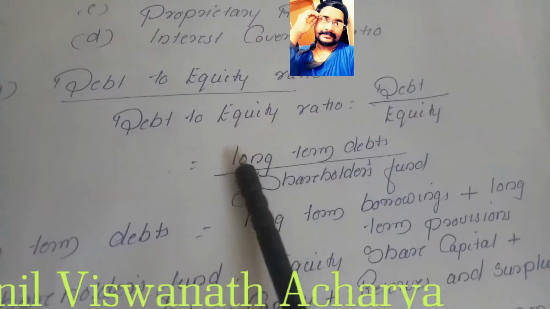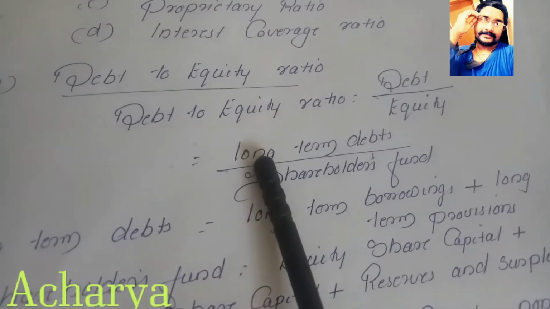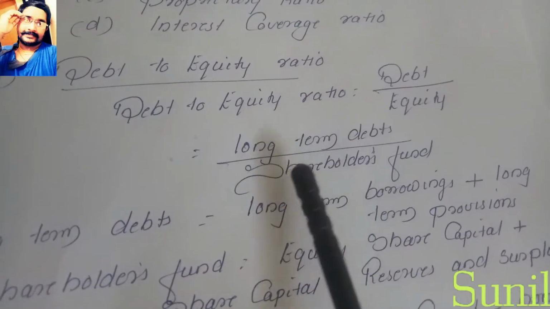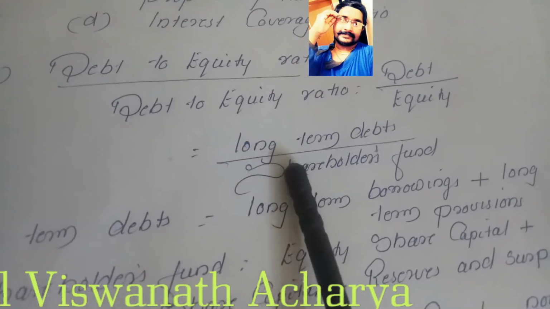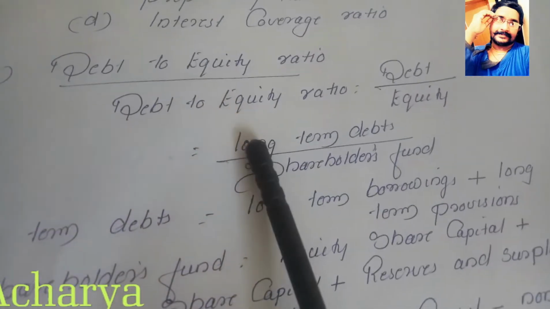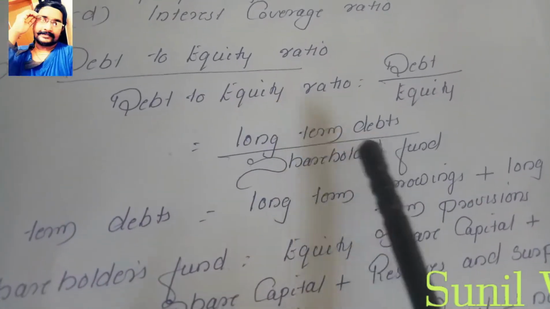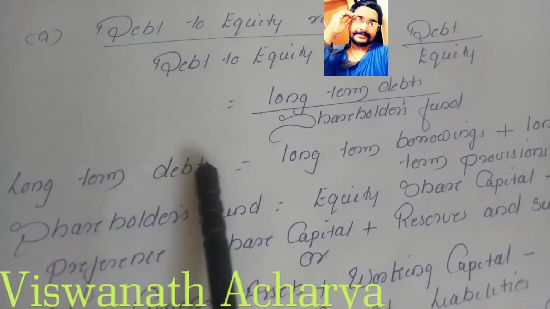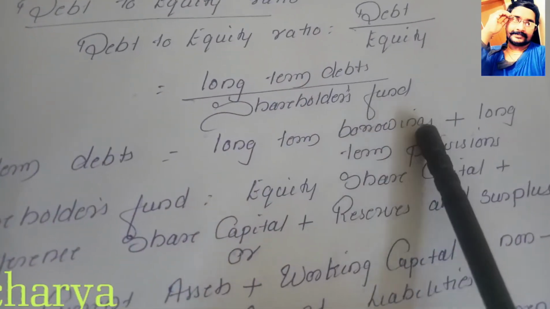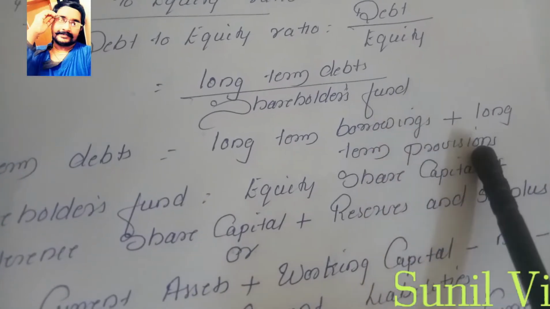Debt means long-term debt or long-term liabilities, divided by shareholders fund. So from this ratio we are comparing our long-term debt with the shareholders fund. Okay. So how to calculate long-term debt: long-term debt is long-term borrowing plus long-term provisions.